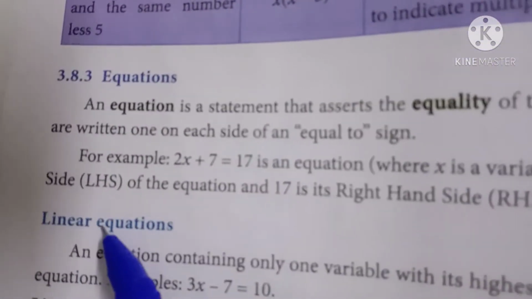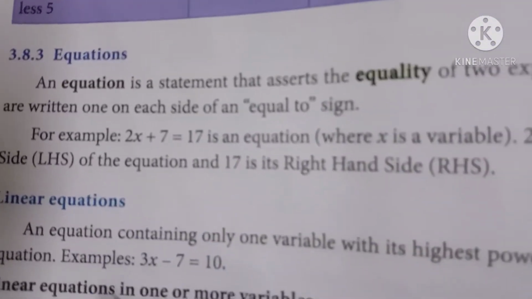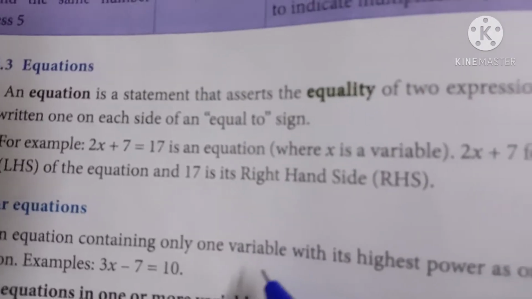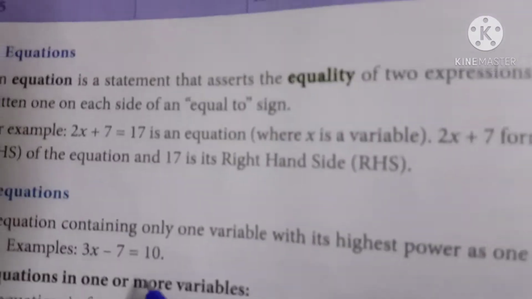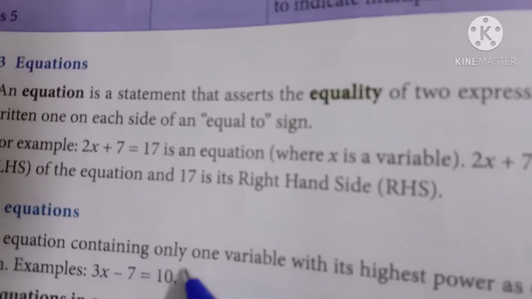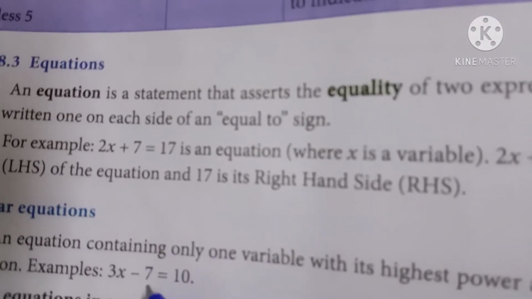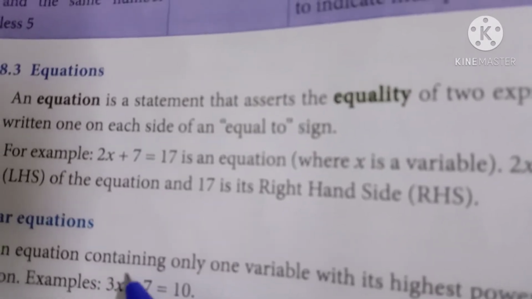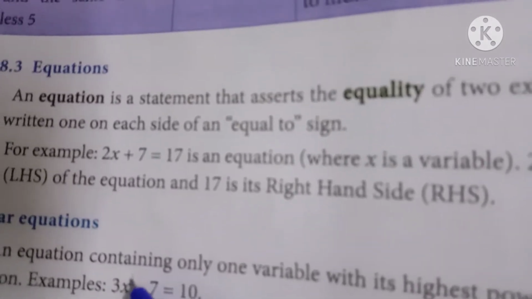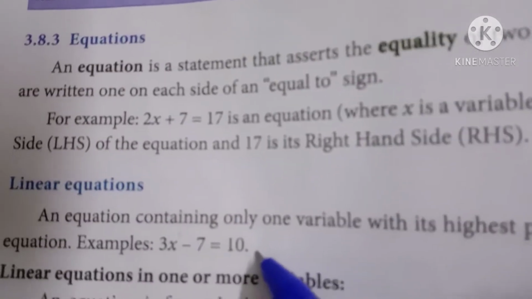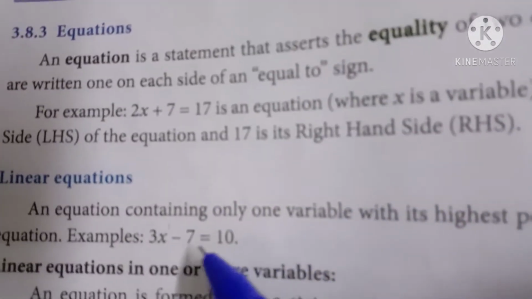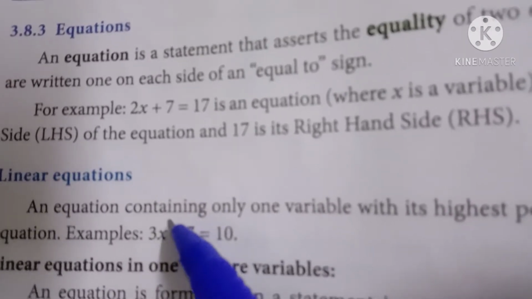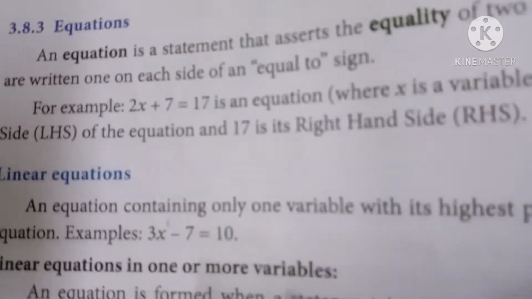Then, what is a linear equation? An equation containing only one variable with its highest power as 1. So, if you take the example 3x minus 7, it has only one variable with the highest power 1, so it is called a linear equation. A linear equation means one which contains only one variable with the highest power 1.